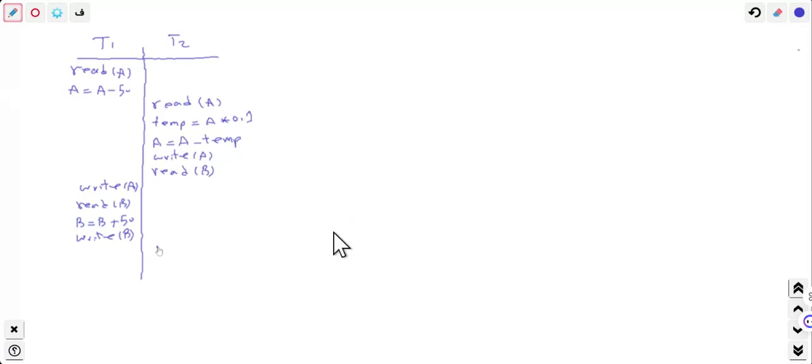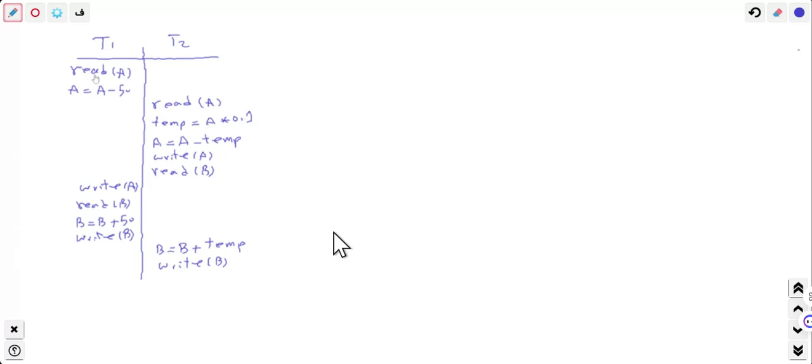Then we go to transaction 2, B is equal to B plus temp. Then we write B. Okay, here in this schedule, T1 is the same as the T1 in the previous schedule, and T2 is also the same as T2 in the previous schedule, but the order of operations here is different.